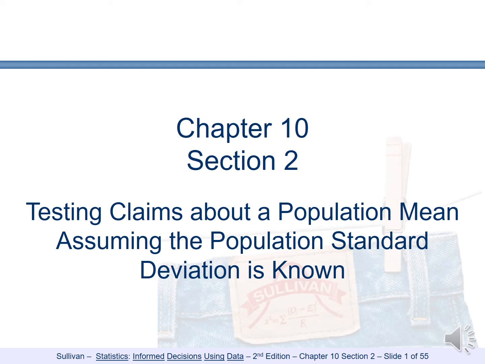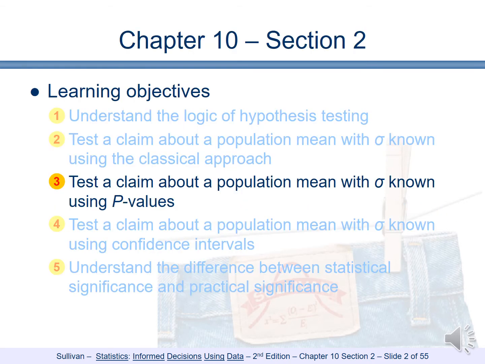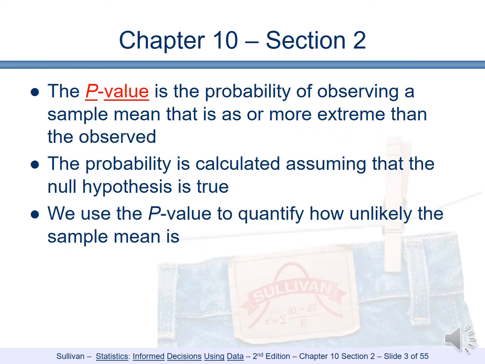Okay, we are going to look at part 2 of this, which includes p-value and confidence interval. So again, same section, we're just going to keep moving forward. So our objective, first of all, is to test a claim about a population mean with sigma known using p-value. So a p-value is the probability of observing a sample mean that is as or more extreme than the observed.